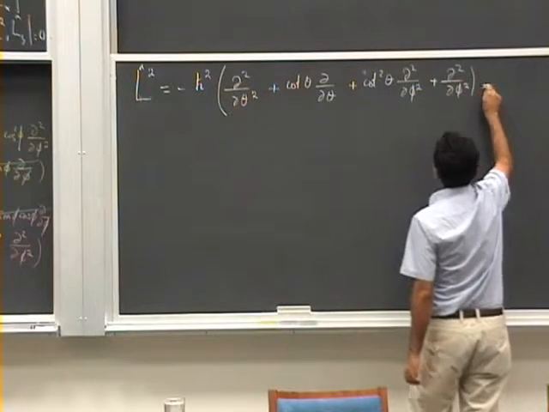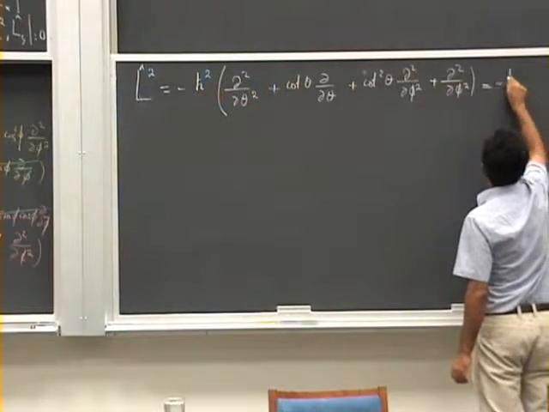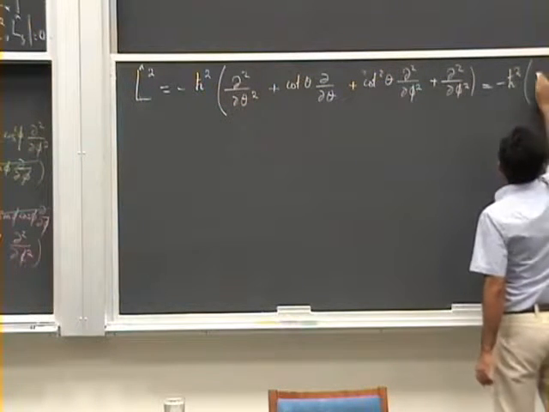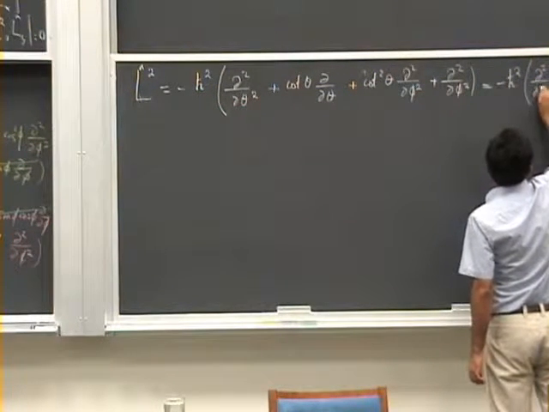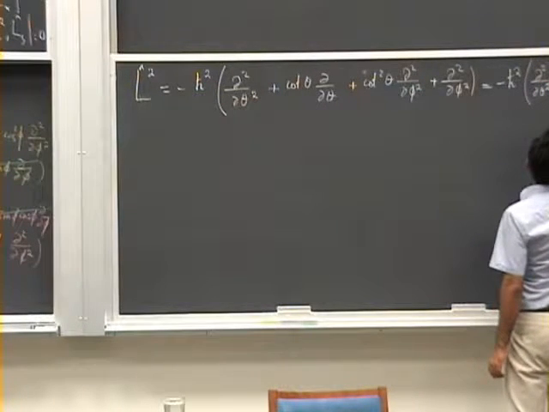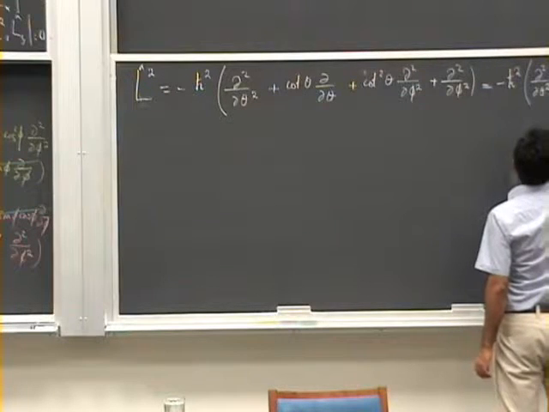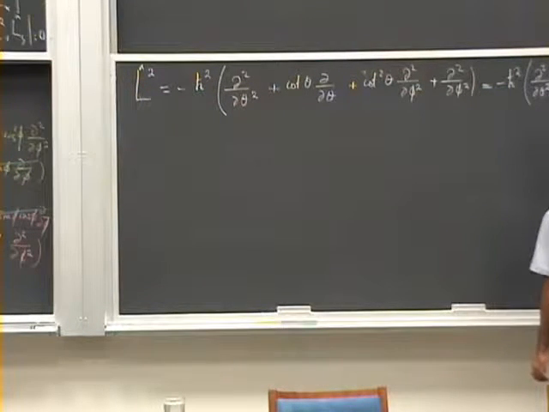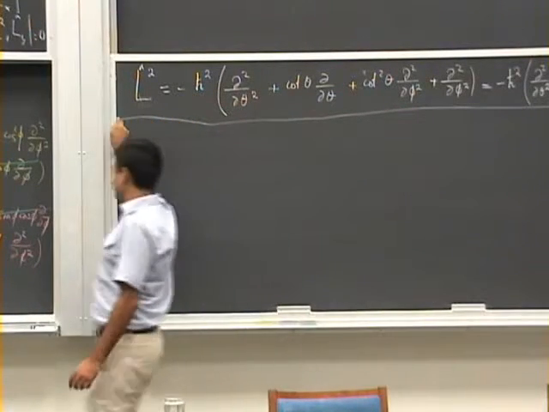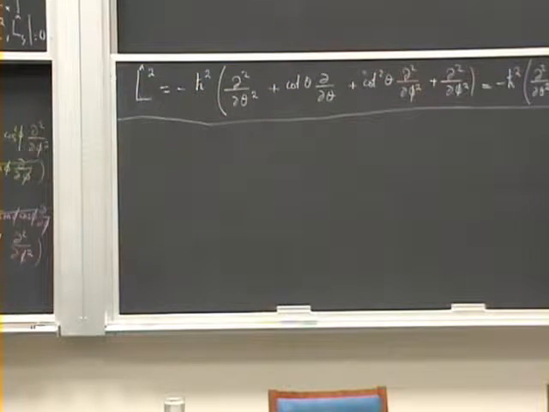So if I do a little bit of simplification, this becomes minus h bar squared times partial square partial theta square plus cotangent theta partial theta plus cosecant square theta, which is 1 over sine square theta, partial square partial phi square. This is a very important result. It shows us something really interesting.